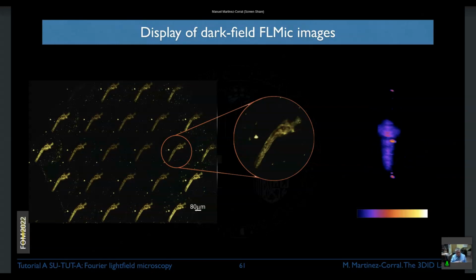You can see that with these elemental images, of course, your resolution has fallen by a factor of 6. But if you can afford to lose resolution by a factor of 6 and you are interested in having real-time 3D, this is a good system. This is also made with dark field.